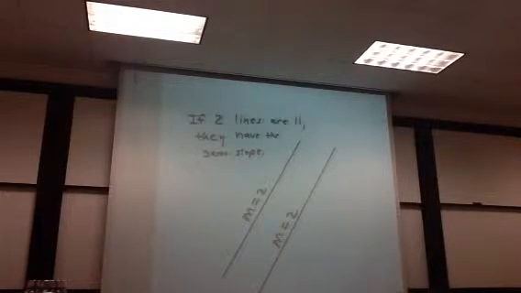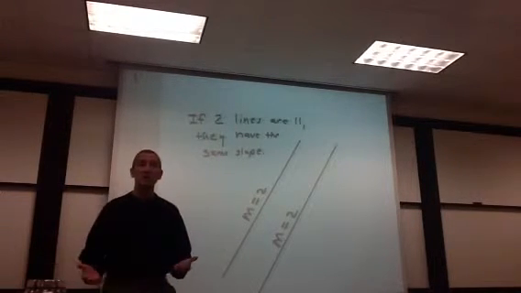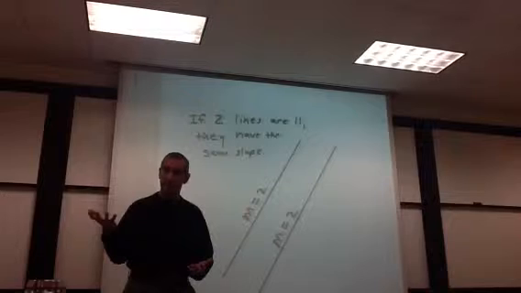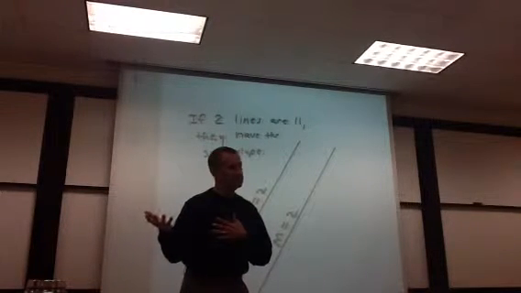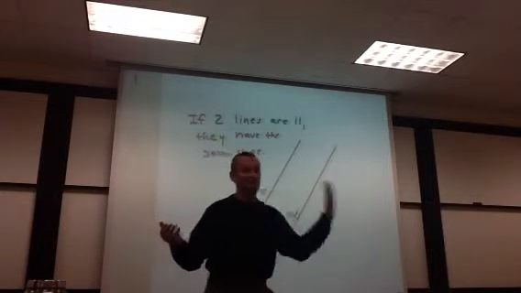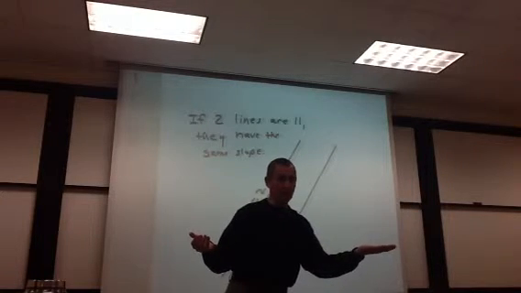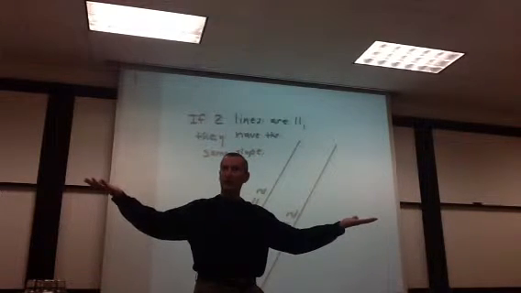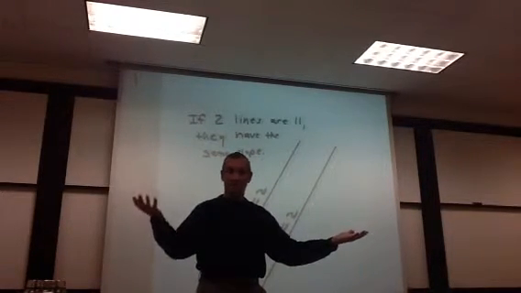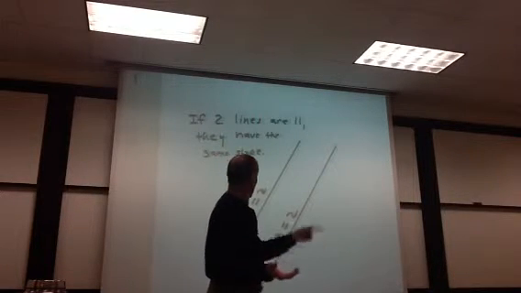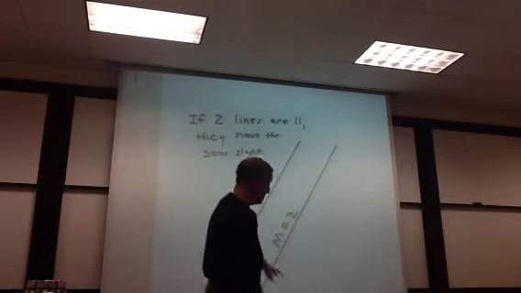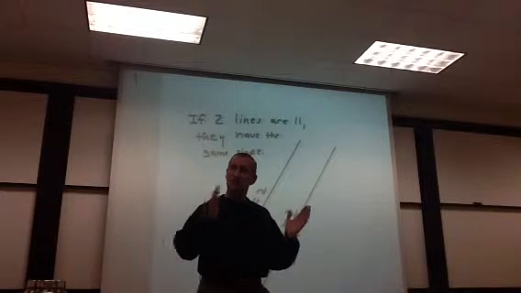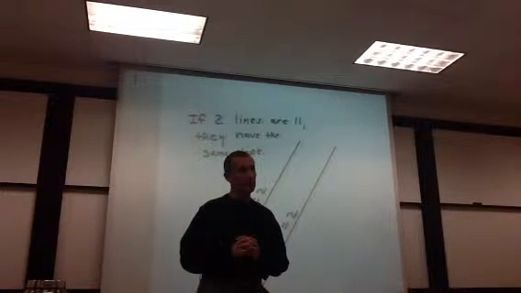Let's think about the converse of this and see if it's true. First of all, what would the converse be? If two lines have the same slope, then they're parallel. What do you think? If two lines are parallel, they have the same slope. How about if two lines have the same slope? Are they parallel? No. Can you think of an instance in which they're not?